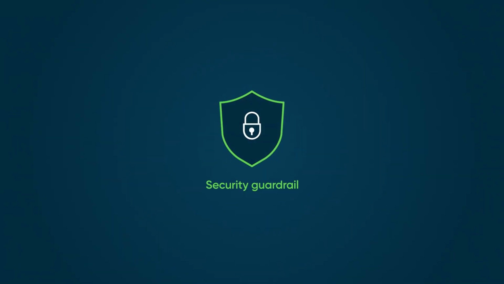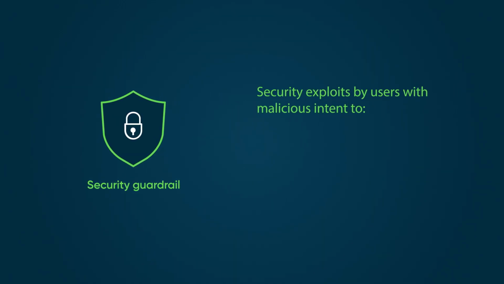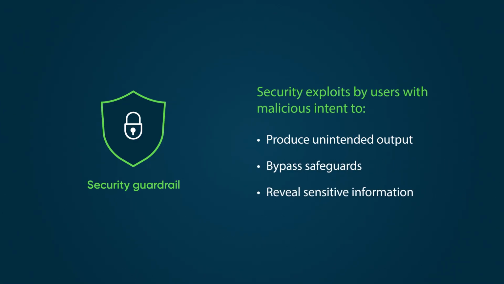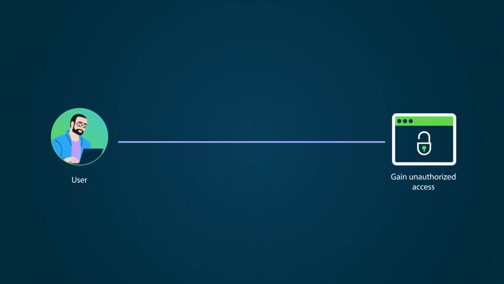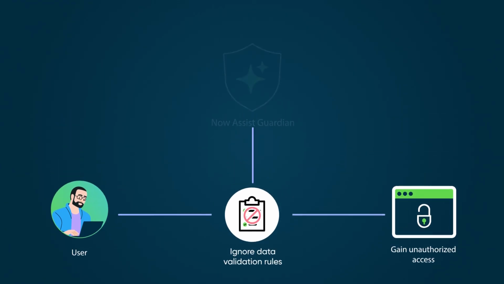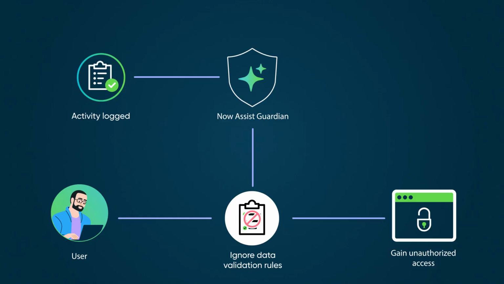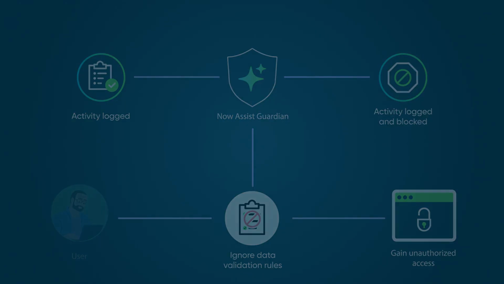The security guardrail can prevent prompt injection attacks, which are security exploits where users with malicious intent craft well-designed inputs to influence the model to produce unintended output, bypass safeguards, or reveal sensitive information. As an example, a user may gain unauthorized access to data by directing the LLM to ignore data validation rules when it's summarizing a case. Now Assist Guardian will log or log and block the attempt, depending on how you configure it.